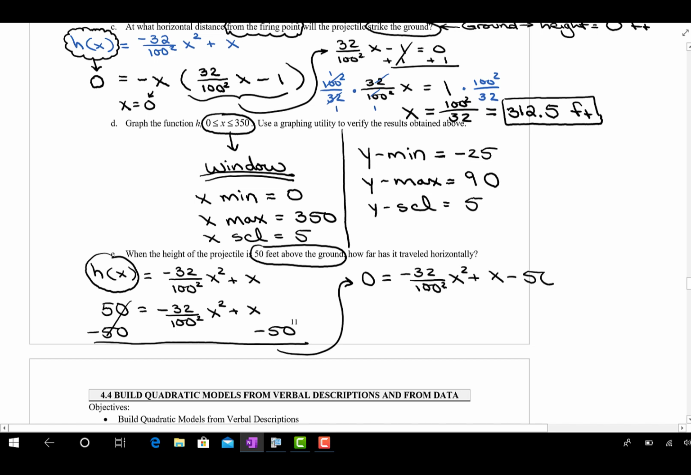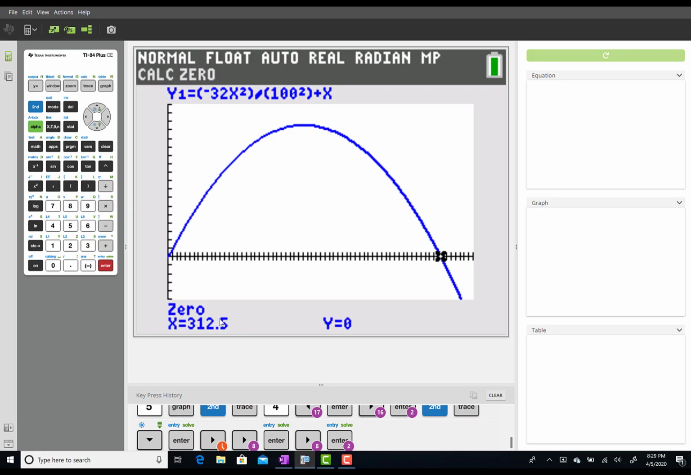Now I could use the quadratic formula here to get an answer, or I could pretend this is a g of x, a new function, and find the values when g of x is equal to 0. So what I'm basically doing is looking for the x-intercepts of this new function. What are the x-coordinates of the x-intercepts? Let's go back to the y equals button and type in our new function that we just came up with.